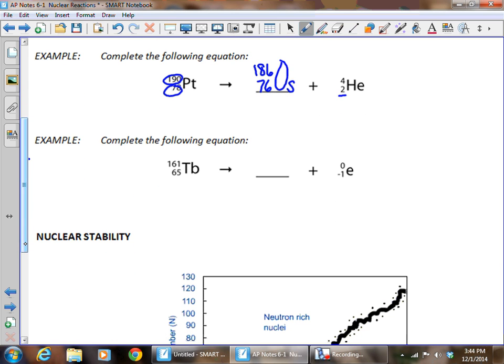Same thing on the next one. Remember to treat that arrow, in both cases, like an equal sign. So we need 161 on top, and since this is already a 0, we're going to leave the 161 on top. Be careful. This one messes people up all the time.